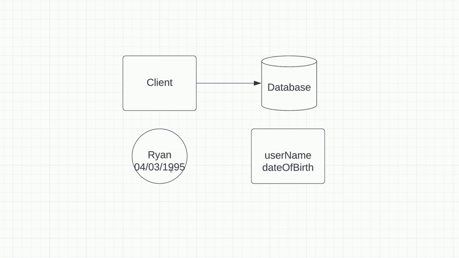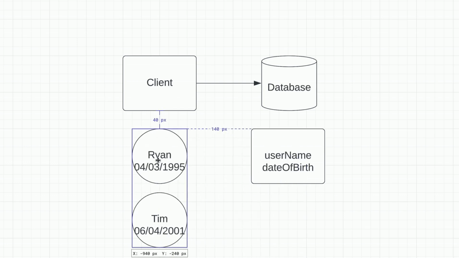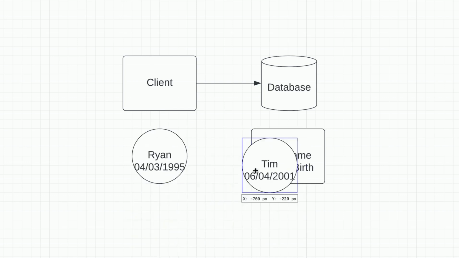This would be my data. But the schema doesn't change. Maybe your data is something else. I'll select a random name, maybe Tim, and your birthday may be something different. But the schema doesn't change. We just want to make sure that the data is congruent with the schema.